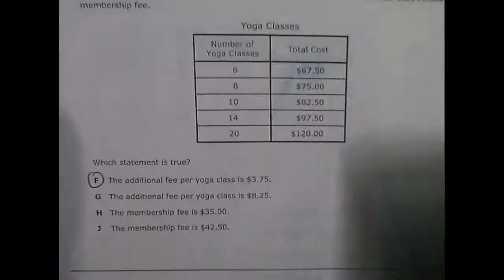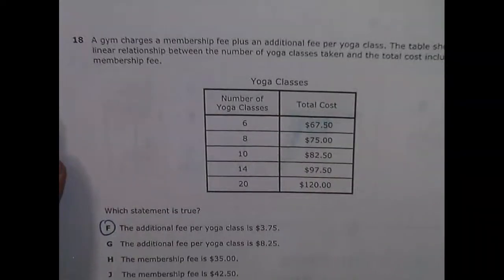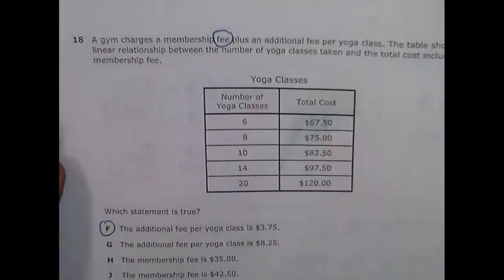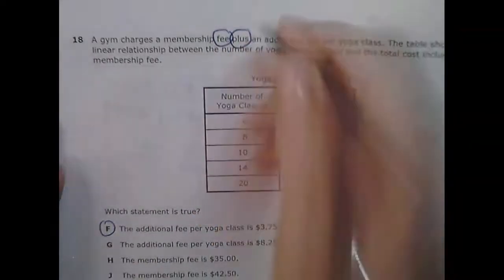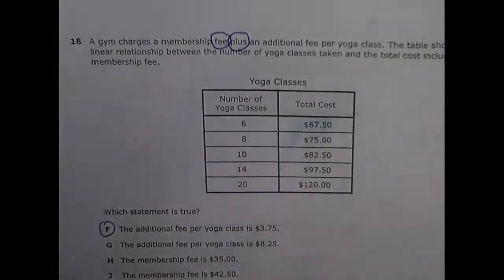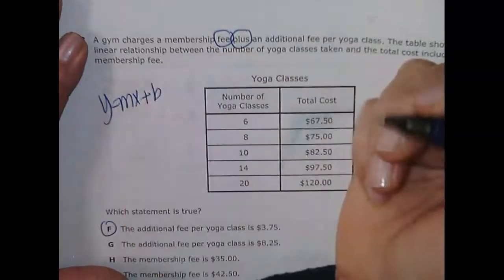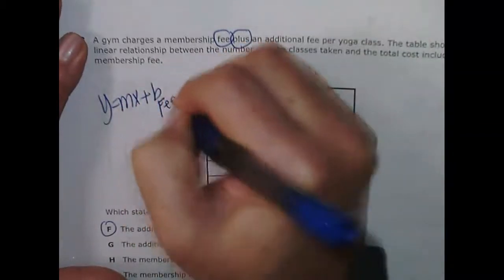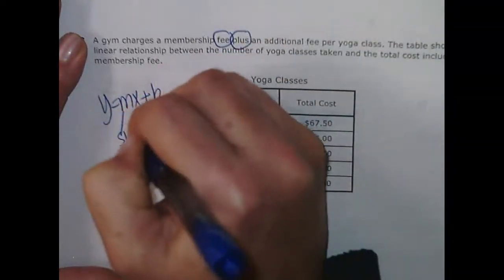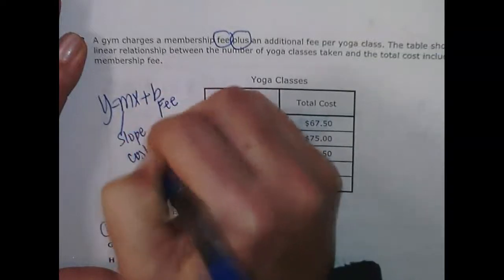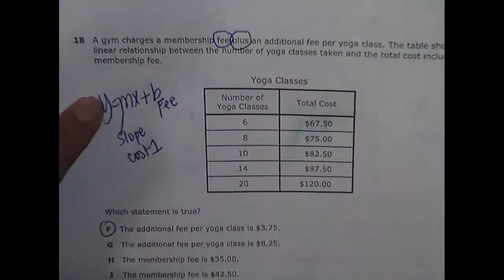Period. Alrighty, I'm on question 18. You've got a gym charging a membership fee. Hey, I think that word right there and a plus sign. Where are we at? What are we doing? I think this is y equals mx plus b. Which one is the fee? That's the fee, because that's the slope, and that's the cost of 1. And y is the total, in case you're wondering.